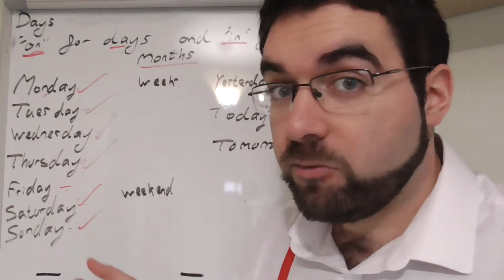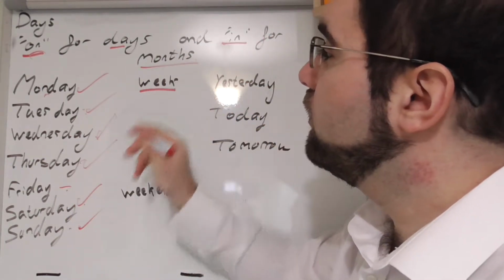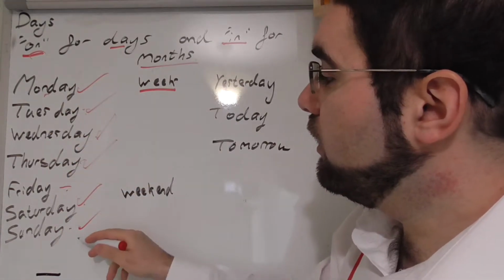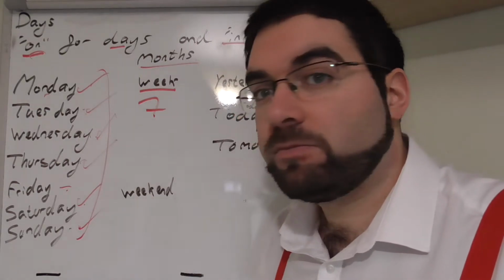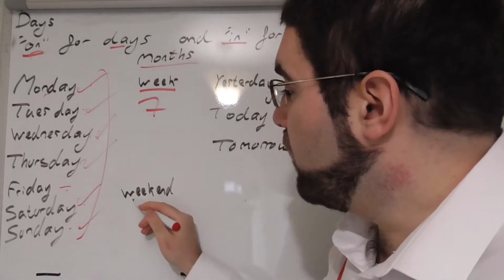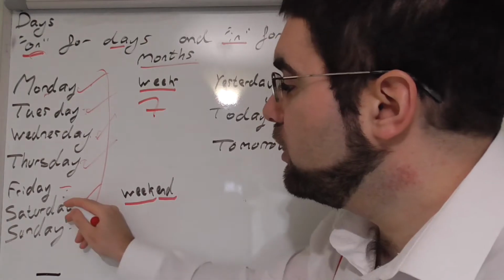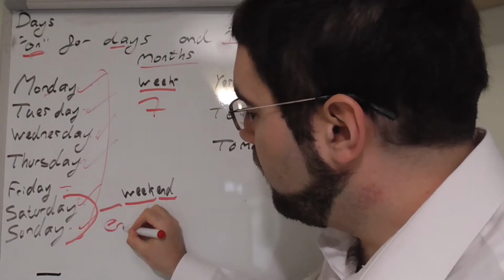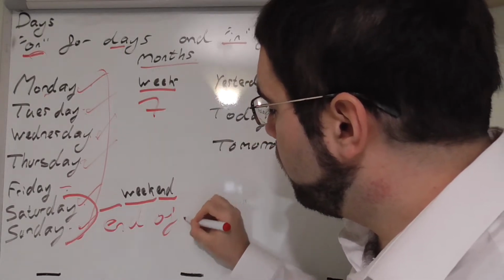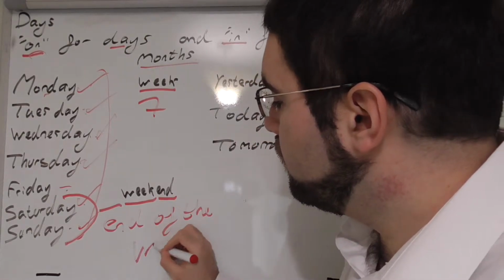Makes sense. Very good. And then we have week. So the week is really all 7 days. Very nice. And we have weekend. Weekend, Saturday and Sunday. The end of the week.